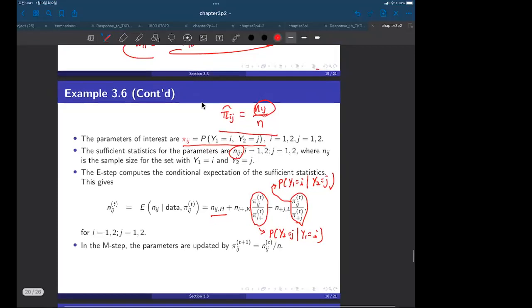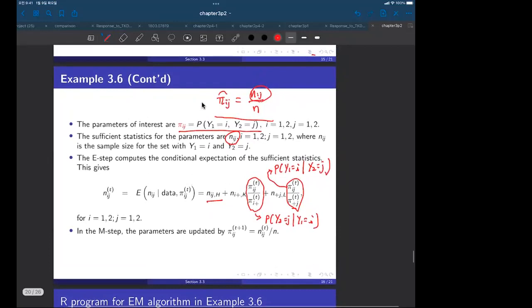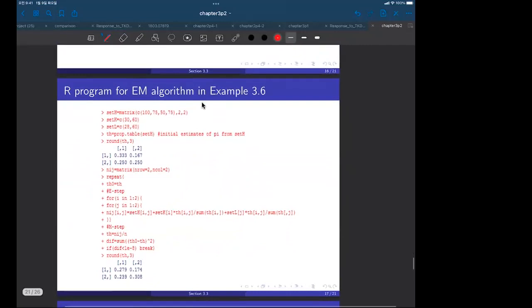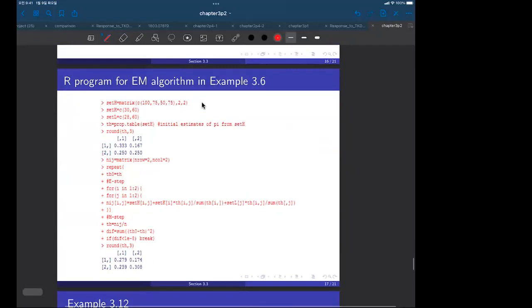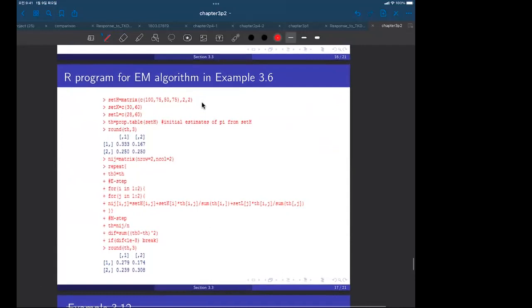So this is a categorical example. And you can see this conditional probability will be updated as you go through iterations, and you have a better estimate. You use whatever the current one is in computing the conditional expectation. So that is this example.